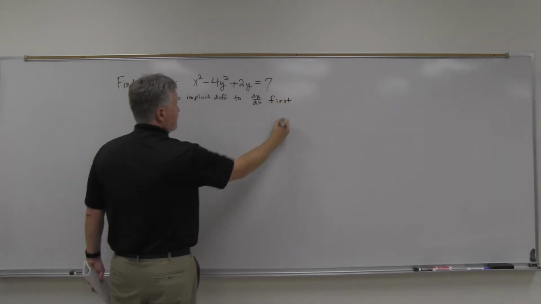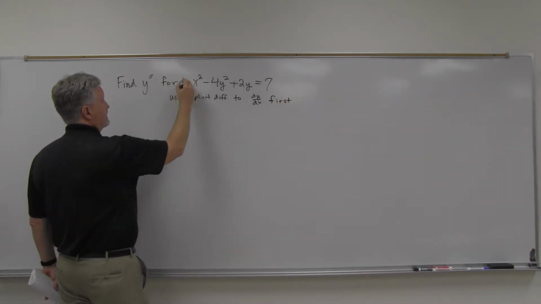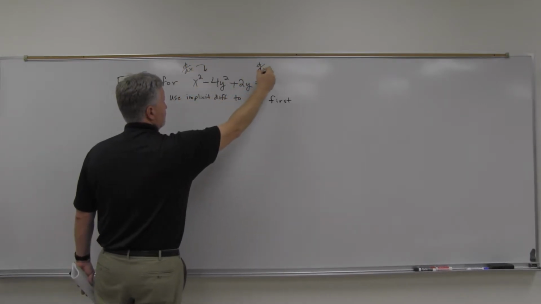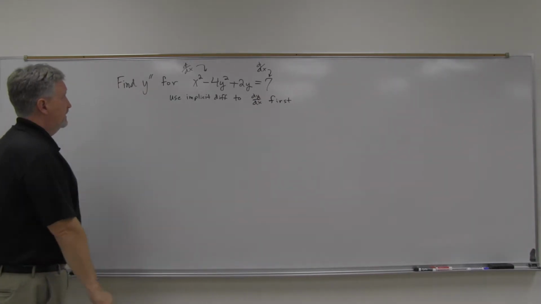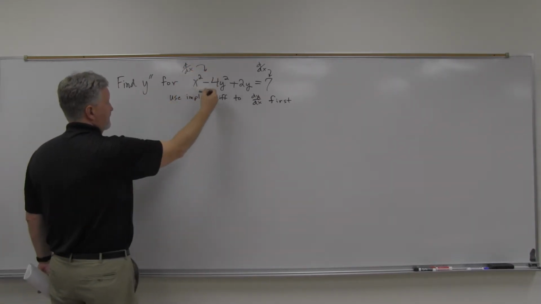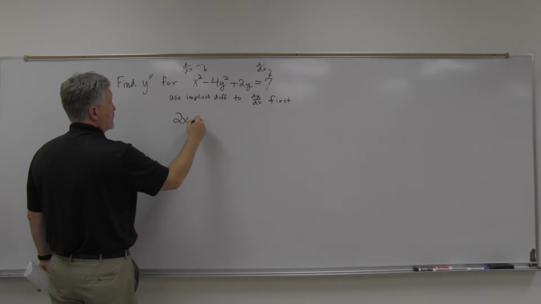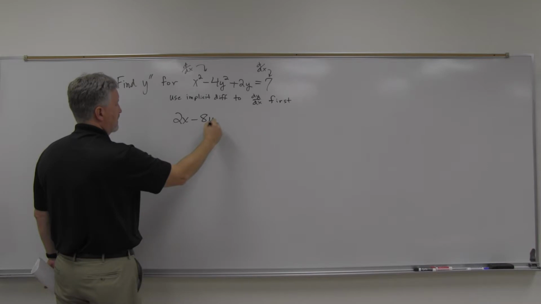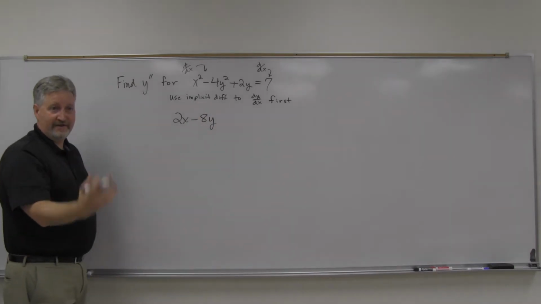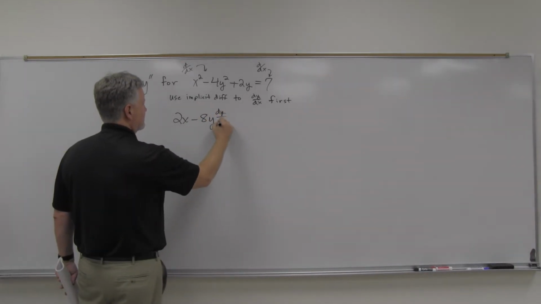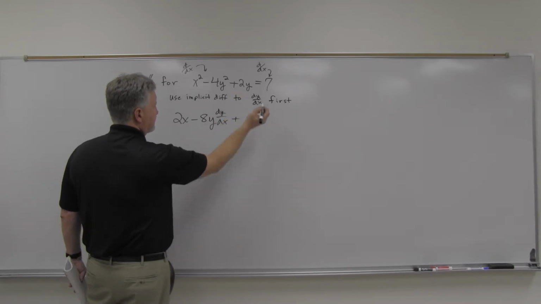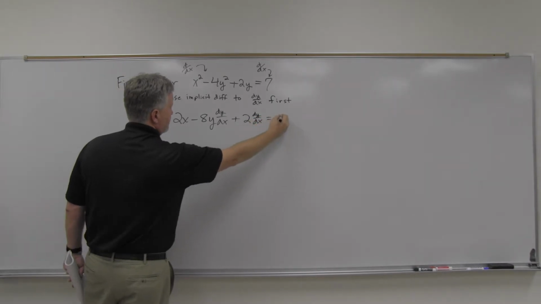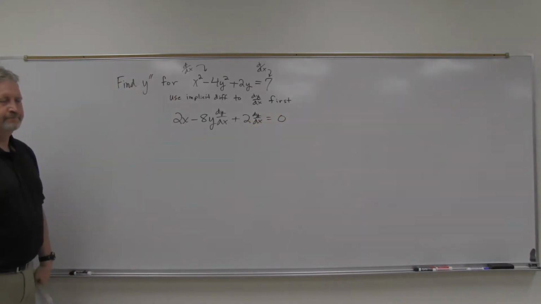Okay? So implicit says, well, you need a d/dx on both sides. First of all, see what you get. So we take the derivative with respect to x, so that'd be 2x. This is a y, we're doing the derivative with respect to x, so that'd be 8y, minus 8y. But it's a y, so I need dy over dx. And same thing here, derivative is 2, but I need a dy over dx also for that one. And then the right side is 0. Okay?